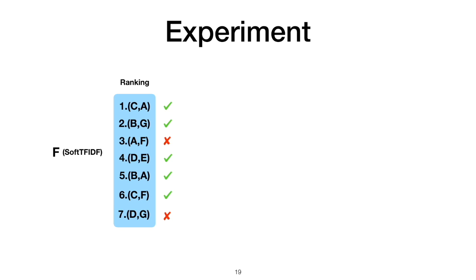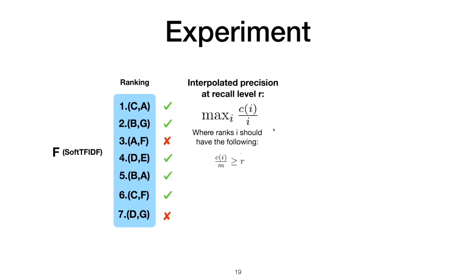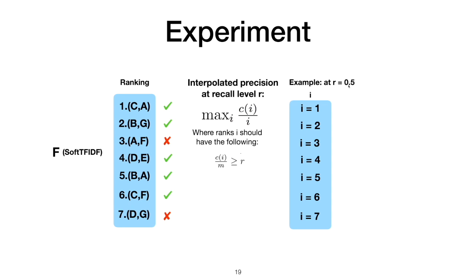However, for the interpolated one, we have the same settings here, but now we define the interpolated precision at recall level R as the max among all Ci over i, where Ci over M must be no less than the recall level R, for all the qualified ranks i. For example, at the recall level R equals 0.5, the qualified ranks i are 5, 6, and 7. We only need to check the qualified part below the green lines, and among them the highest is 5 over 6. So 5 over 6 is the interpolated precision at recall level R equals 0.5.